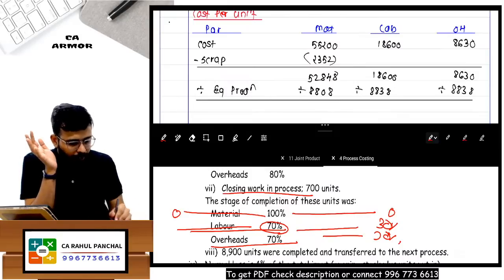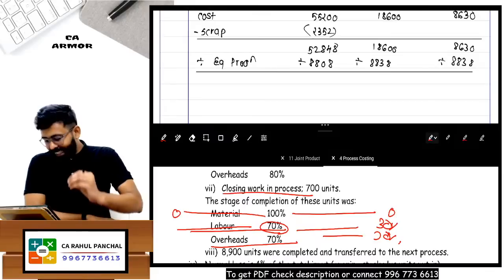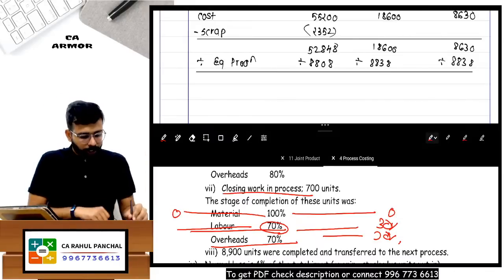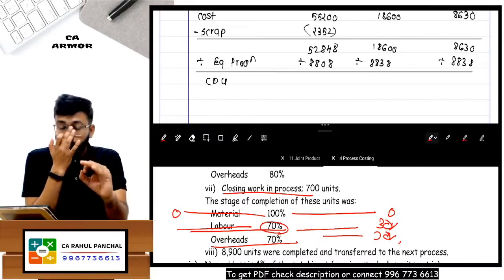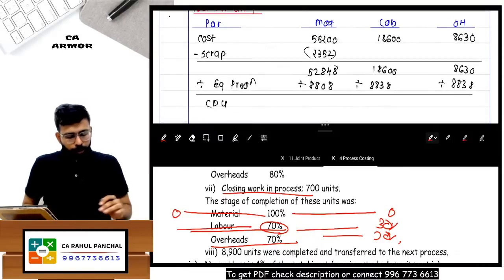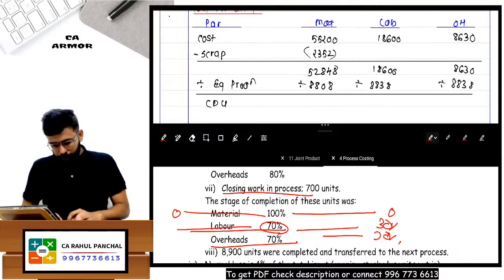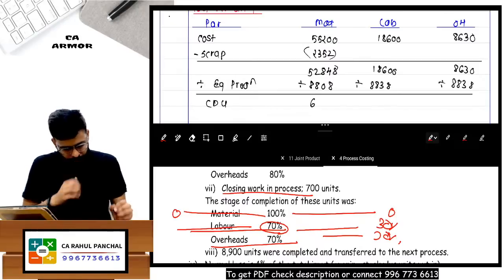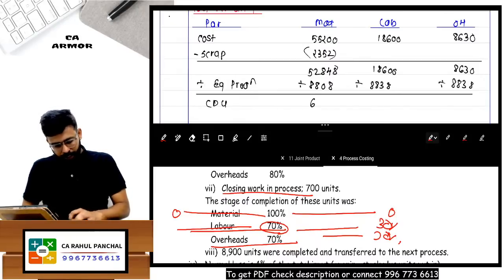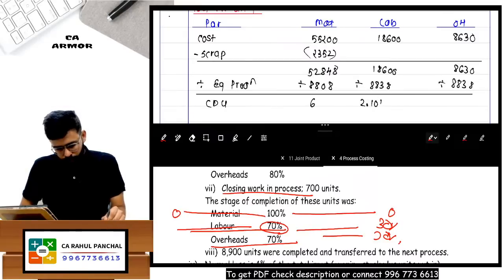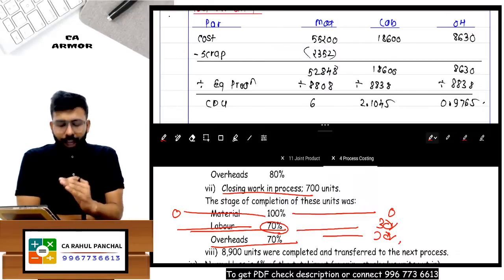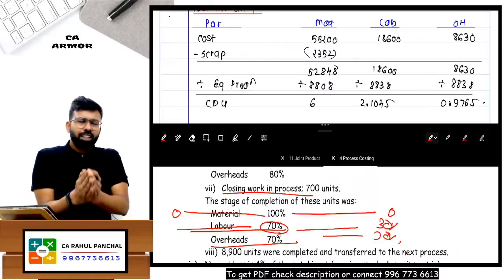And always remember, it is ICAI, and ICAI always keeps 3 decimals. So when you calculate CPU, it should be up to 4 decimals. 52,848 divided by 8,808 is 6. 18,600 divided by 8,838 gives 2.1045. Then 8,630 divided by 8,838 gives 0.9765. I hope that is understandable. So that is your CPU.